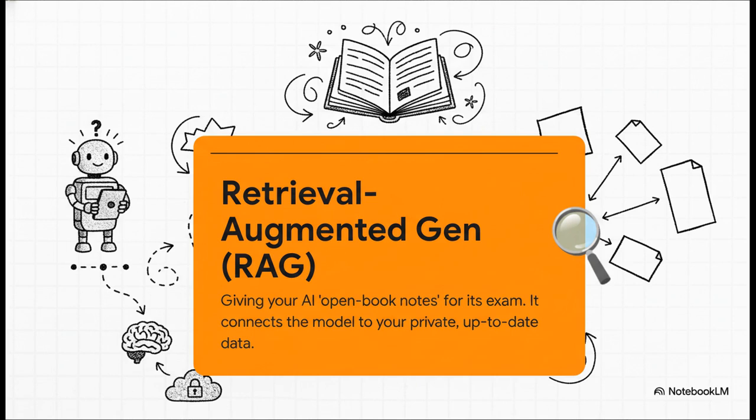Okay, so how do we fix this? Well, thankfully, there's a really elegant solution called Retrieval Augmented Generation. We just call it RAG for short. Now, the absolute best way to think about RAG is this. It's like giving your AI open book notes for a test. So instead of trying to answer just from memory, its old training data, it gets to look up the answers first. It can access fresh, up-to-date, even your own private data before it says a word.